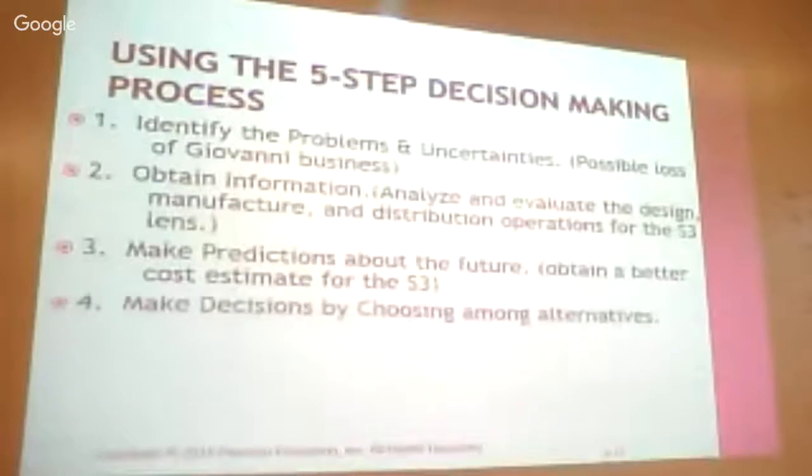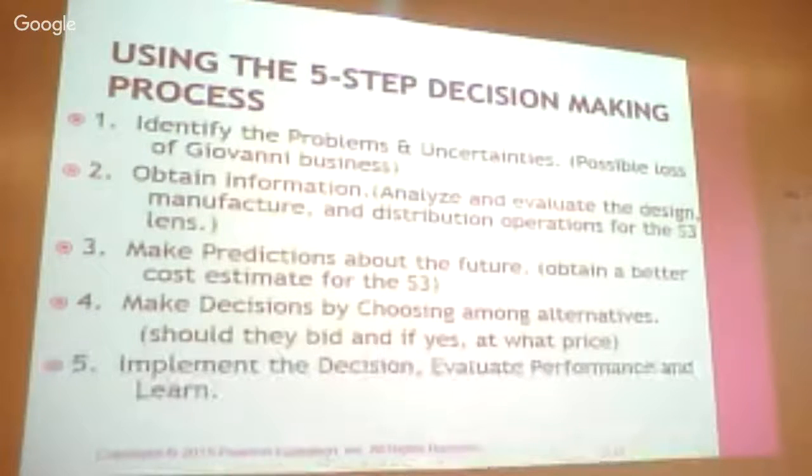So how do we decide if this actually is making sense? We go back to our 5 steps of decision making that I told you at the very beginning that we would be using the entire time, right? Okay, so first identify the problems and uncertainties. So what are the problems and uncertainties? Basically what they're trying to do is determine, are they pricing these lenses at the right price?